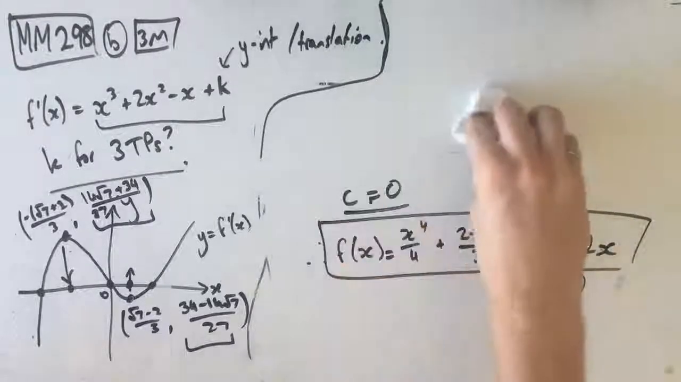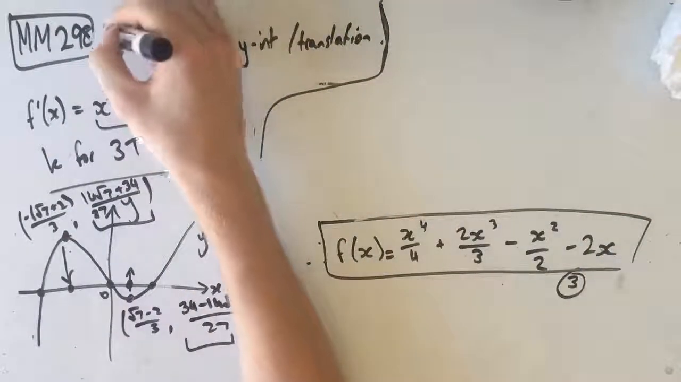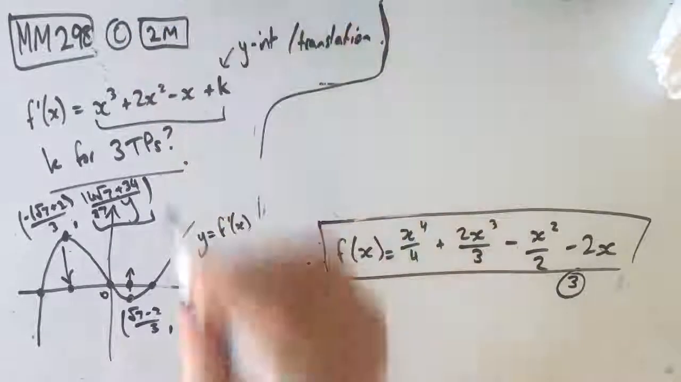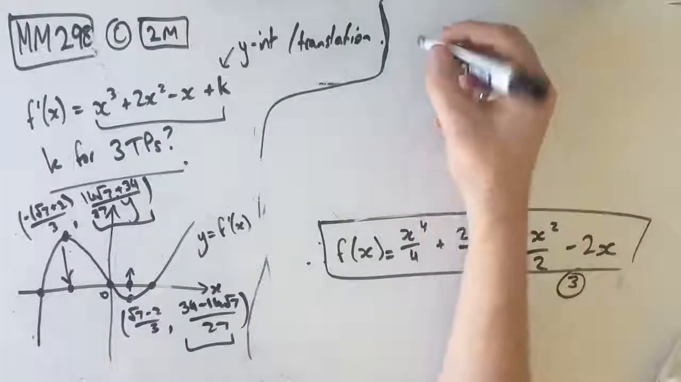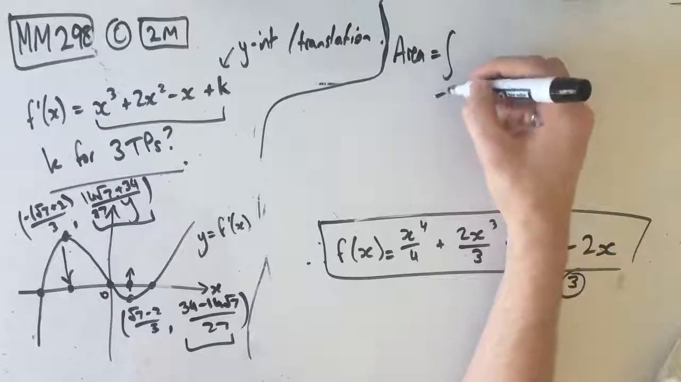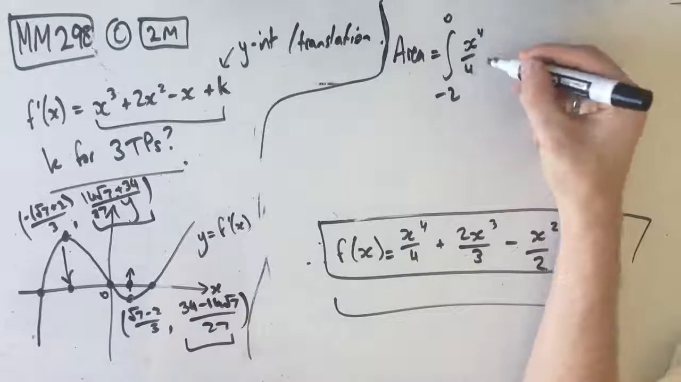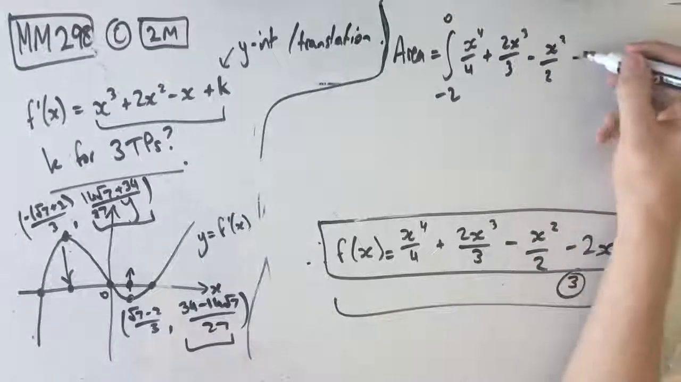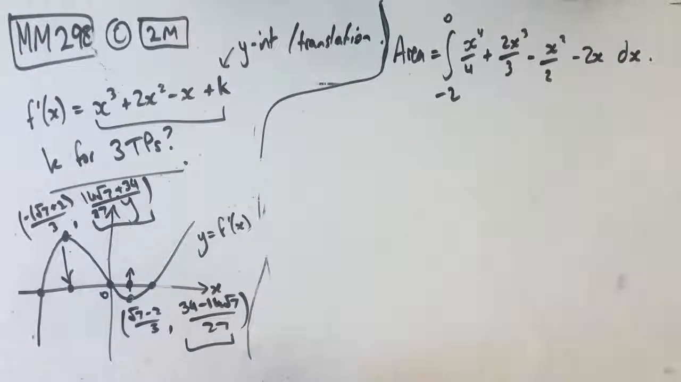Part C is a 2-mark question and asks us to find the area bound by the curve y equals f of x, the x-axis, and the lines x equals -2 and x equals 0. Awesome. So what we're doing is just finding area under a curve, which means we're going to be using our normal integral formula. So we get area is equal to our bound, so from -2 to 0, of our f of x, which is x to the 4 over 4 plus 2x cubed over 3, take x squared over 2 minus 2x dx. Sweet.